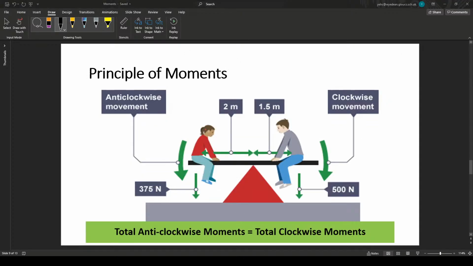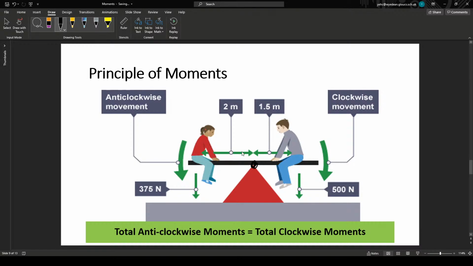Okay, now moving on to the principle of moments. Let's say in this scenario that we had more than one moment going on. Let's say that we had a pivot, such as a seesaw, in the middle by here, and we had one turning effect on one side, and then a turning effect on the opposite side.